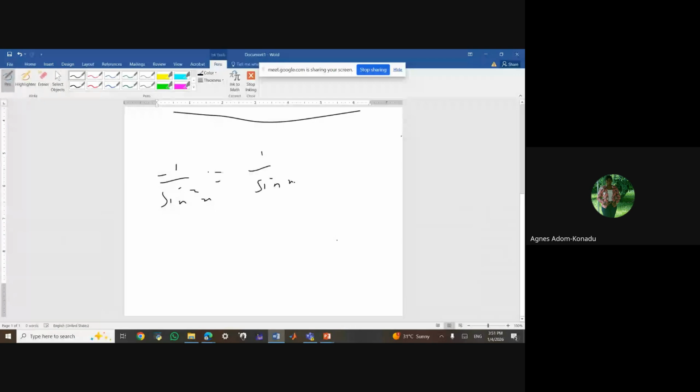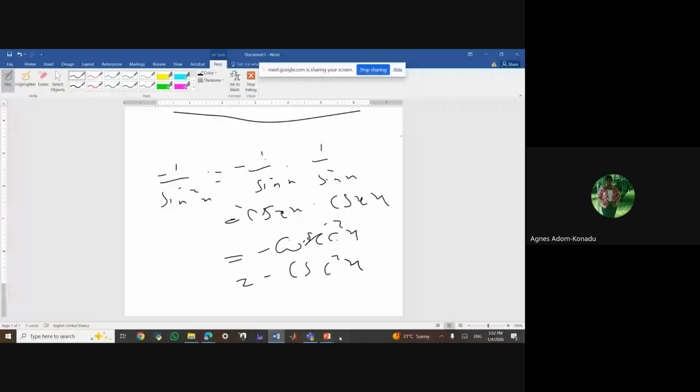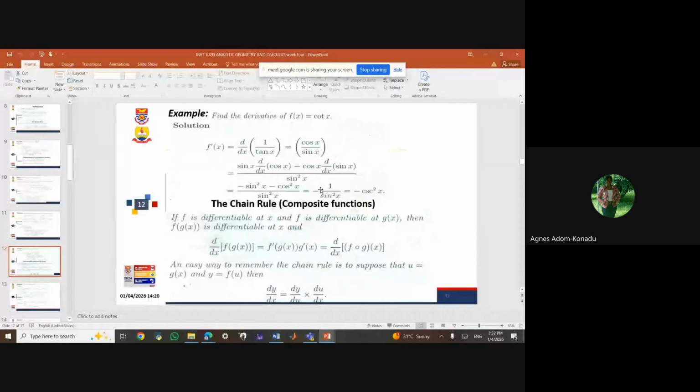This is the same as 1 over sine x times 1 over sine x. And 1 over sine x is cosec. Yeah, 1 over sine x is cosec. Please, you can write it cosec like this, or you can just write csc of x. So this is what I have, times csc of x. And this will give me cosec squared of x. Negative, I have negative. So I have negative cosec squared x.